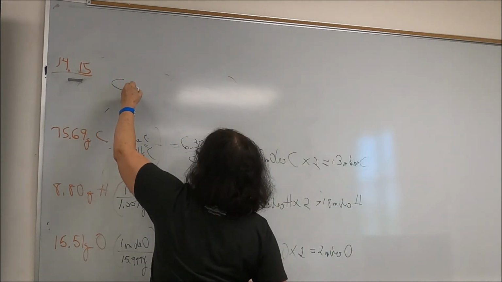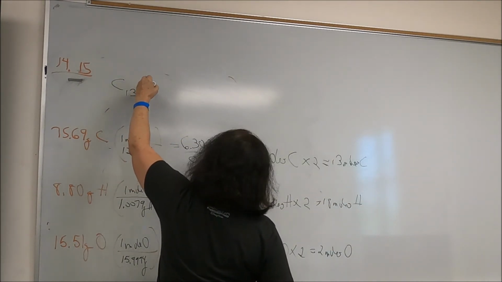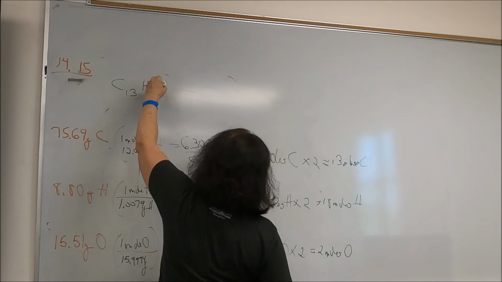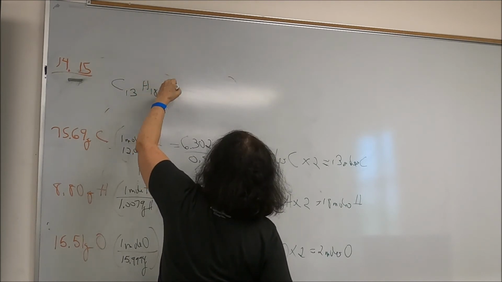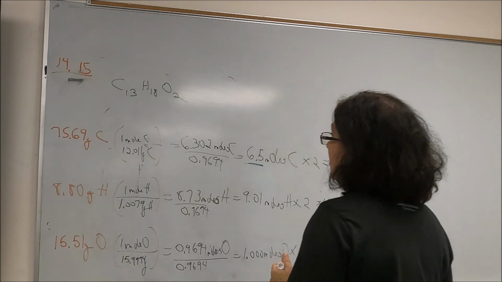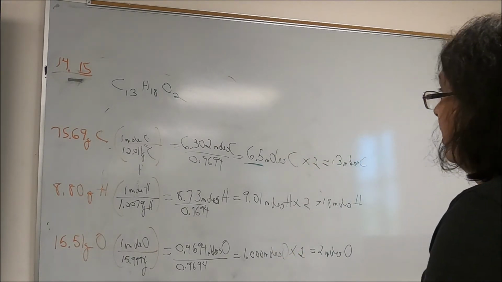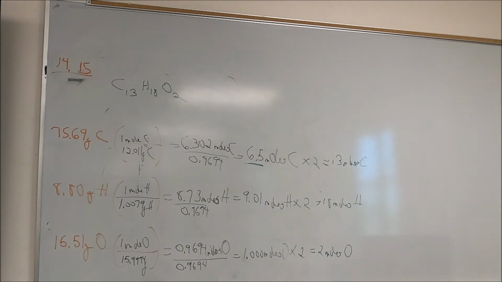So I have C13H18O2. And that's our empirical formula. Now, I really wanted you to see that one because we had to do that extra multiplication step.